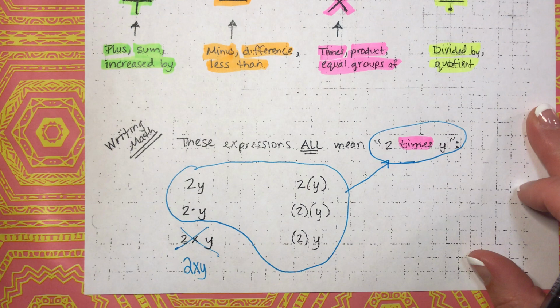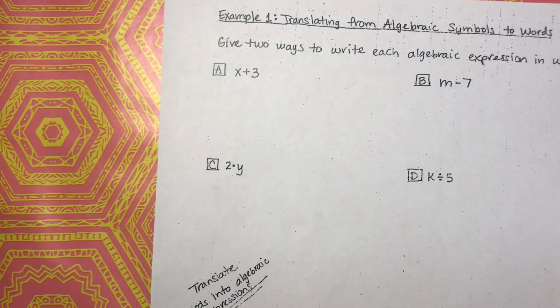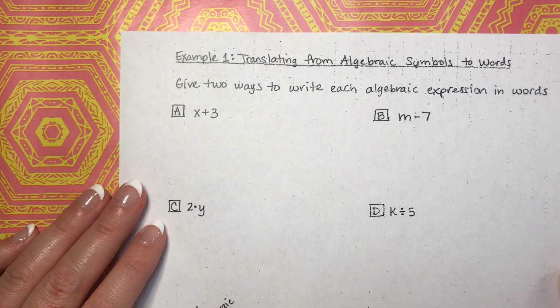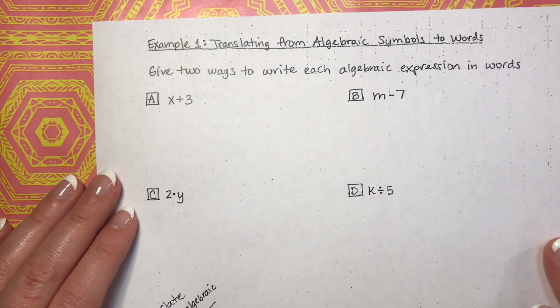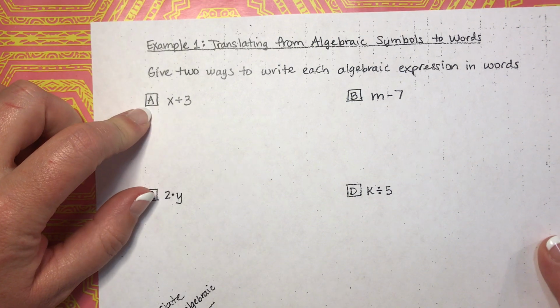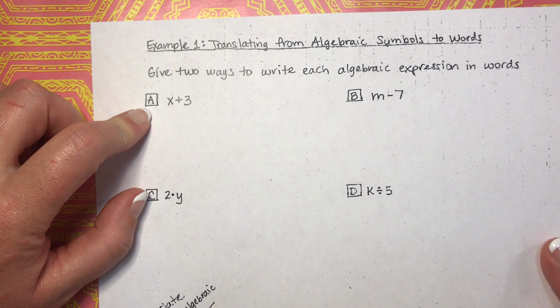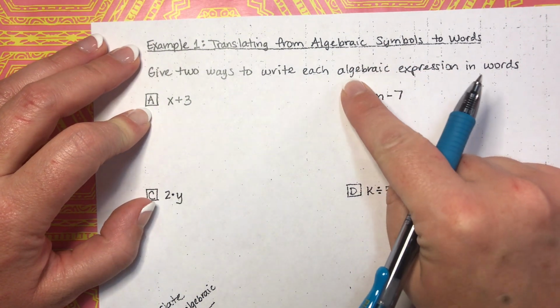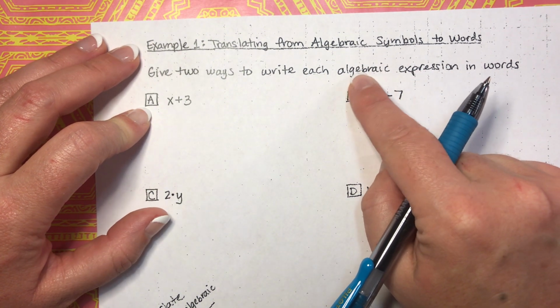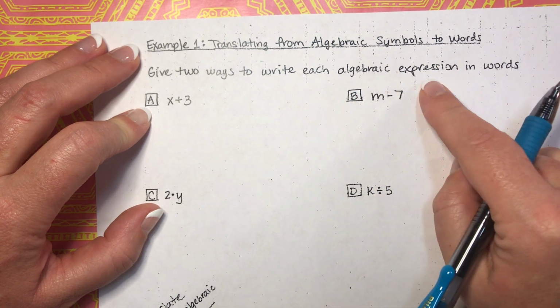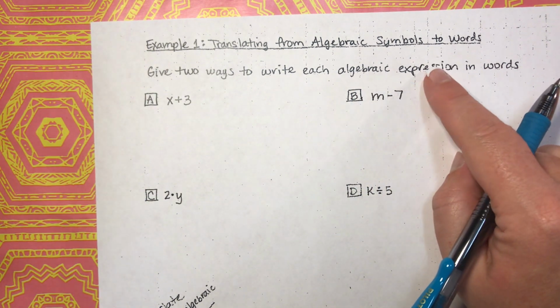All right, perfect. Let's go ahead and move on to our first example. Example number 1, translating from algebraic symbols to words. So what we're going to do for each example is we're going to give 2 ways to write each algebraic expression in words. Remember, algebraic means you're dealing with constants, which are numbers, and variables, and expressions means there are no equal signs.